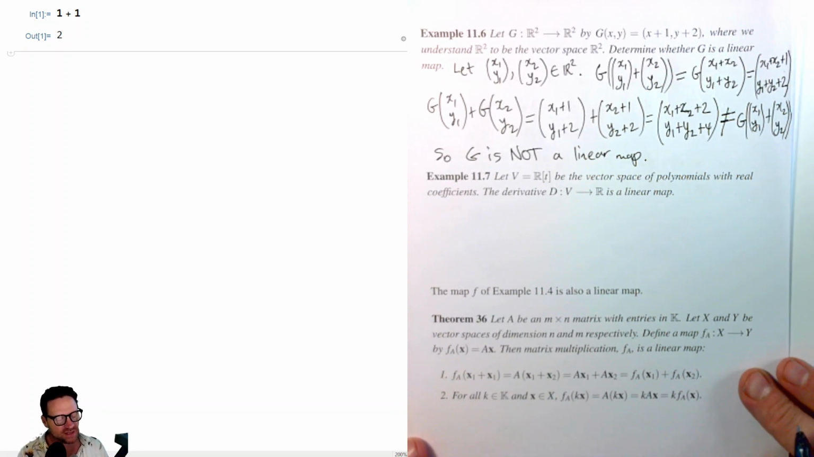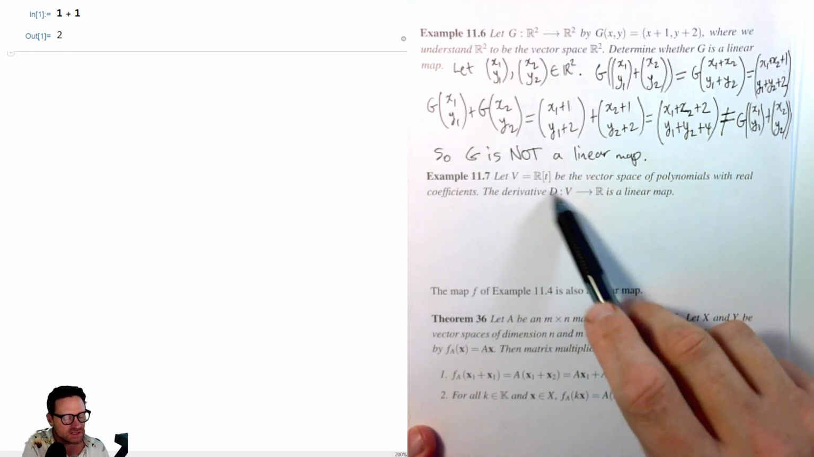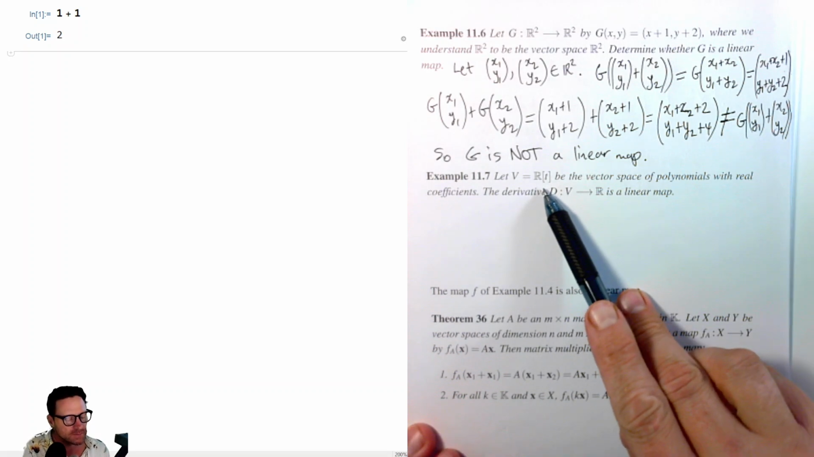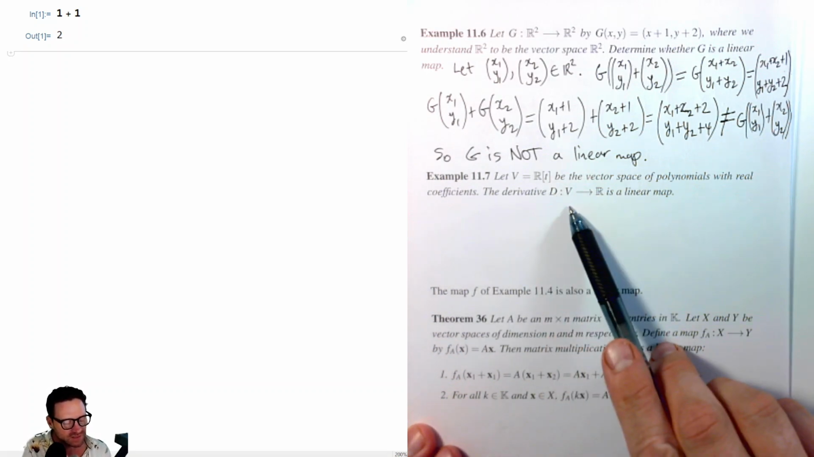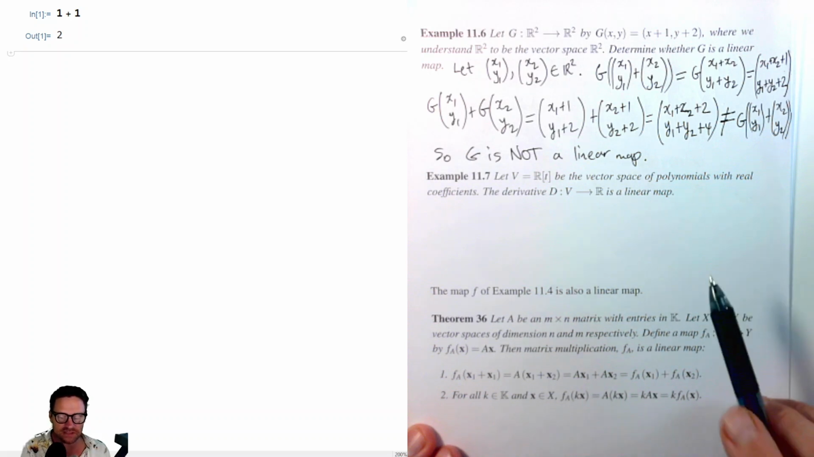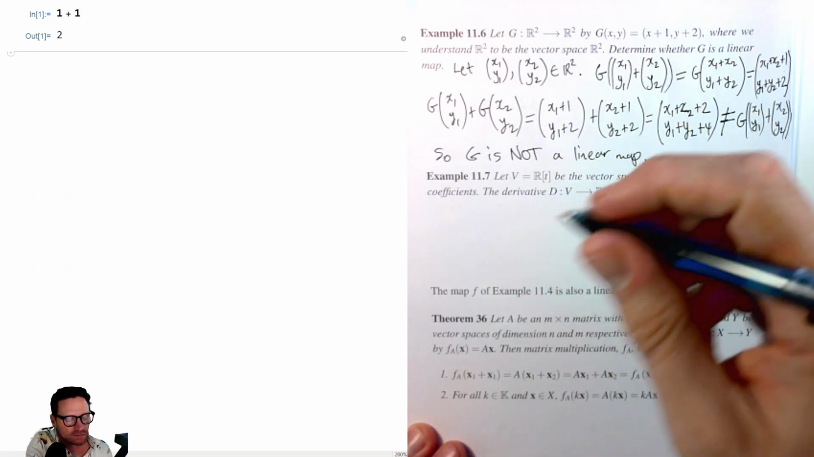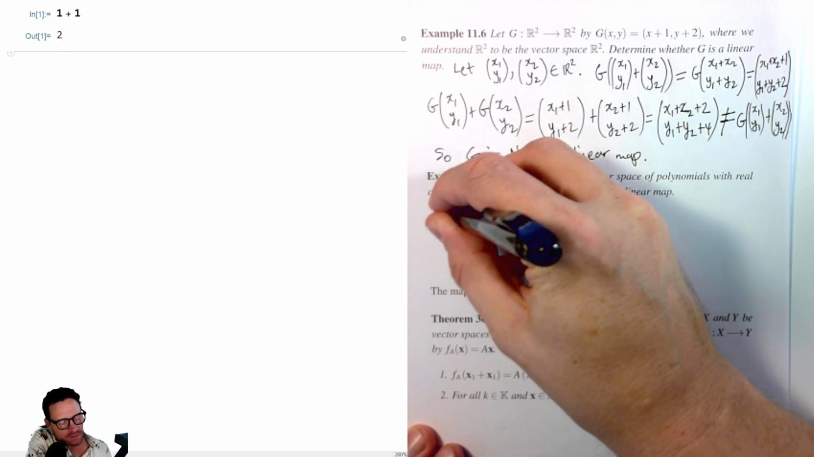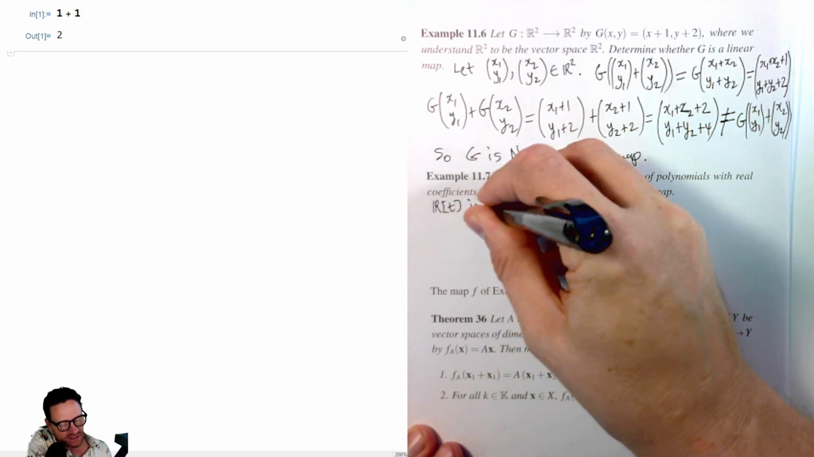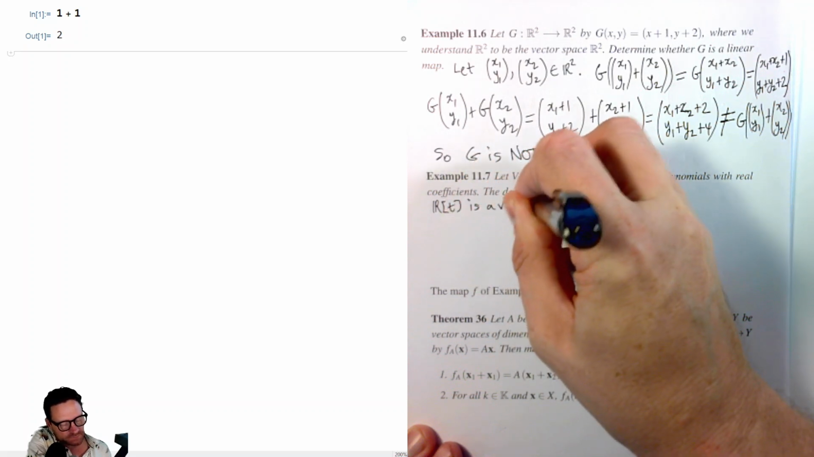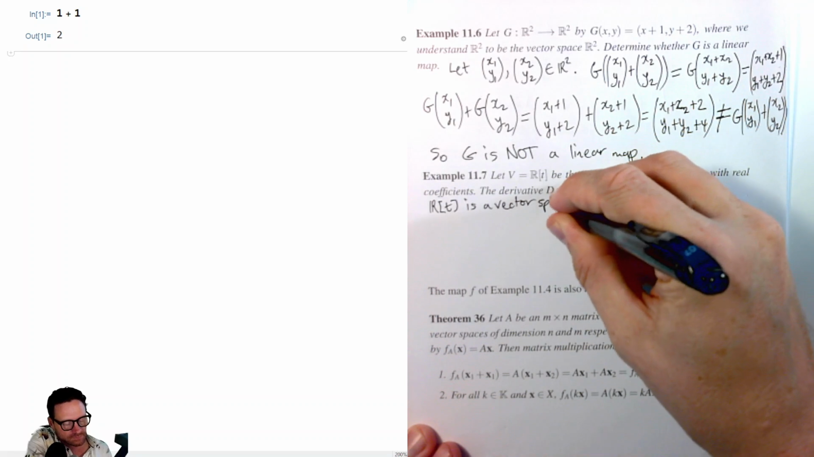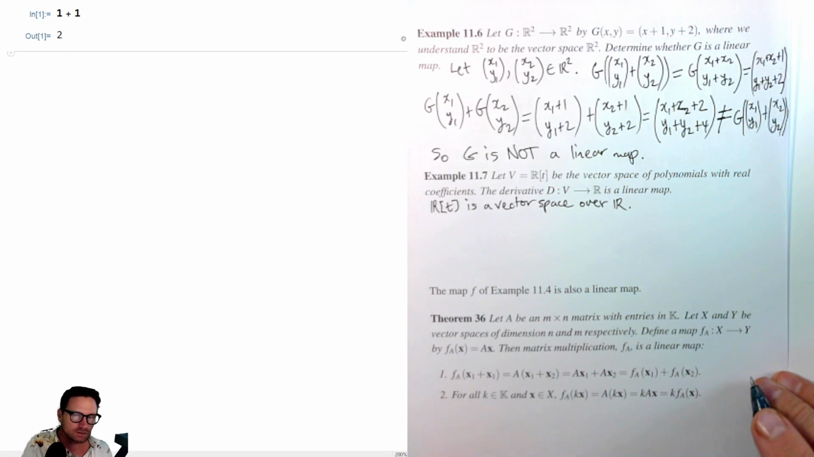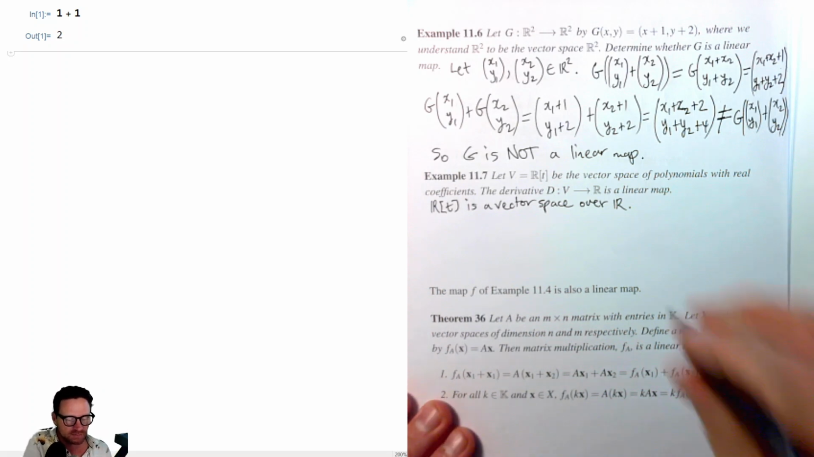Example 11.7: let V be R of T. So this is the space of polynomials in the letter T with real coefficients. The derivative is a linear map. Okay, so let's see why. So first note that R of T is a vector space over the real numbers. Now let's have a look at the additive property.